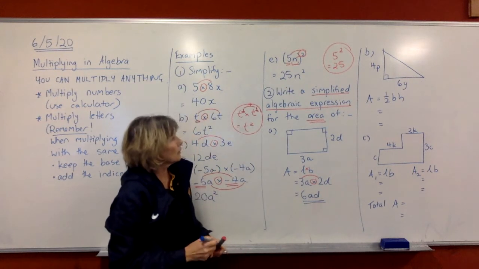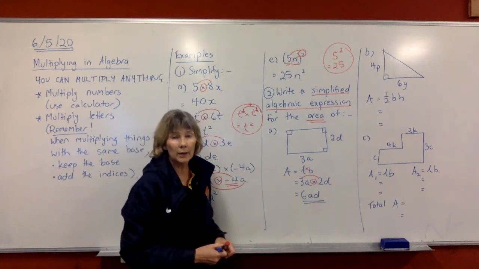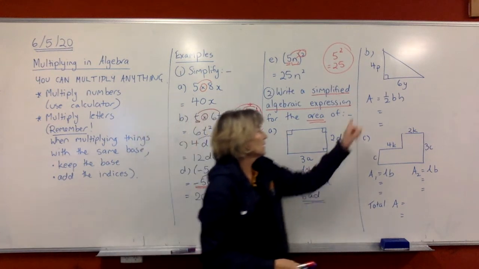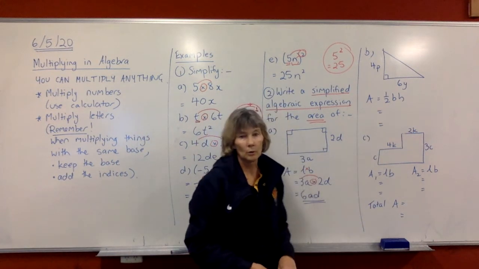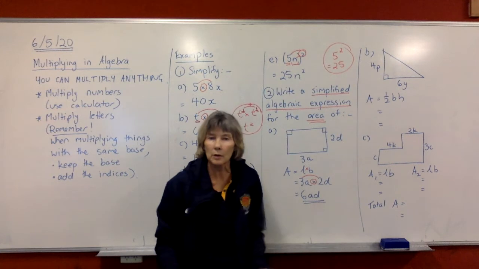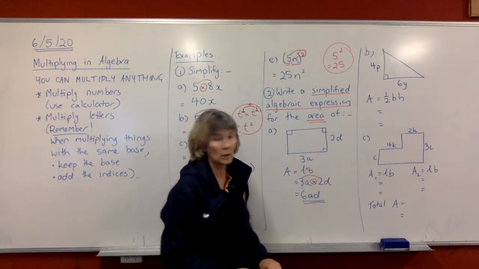Okay, the next question, B. They've given you a triangle. The area of a triangle formula is half BH. You'll need to know those things. They're not going to tell you those in the exam. You need to know it.